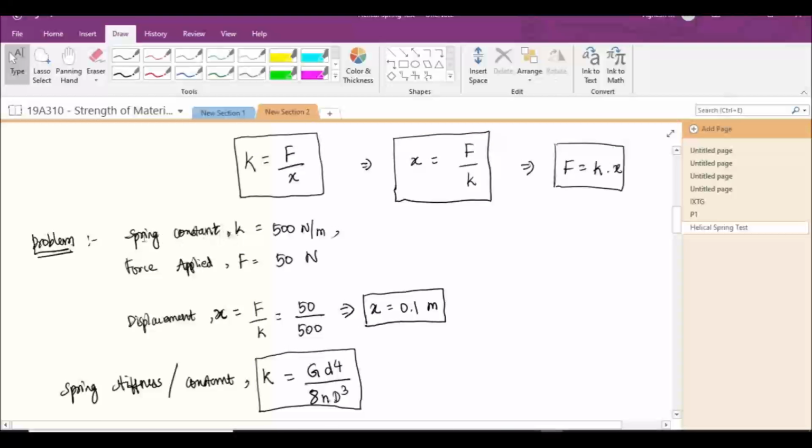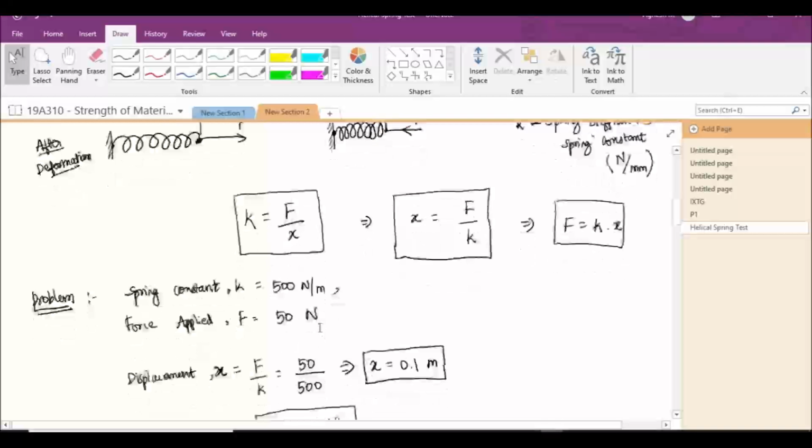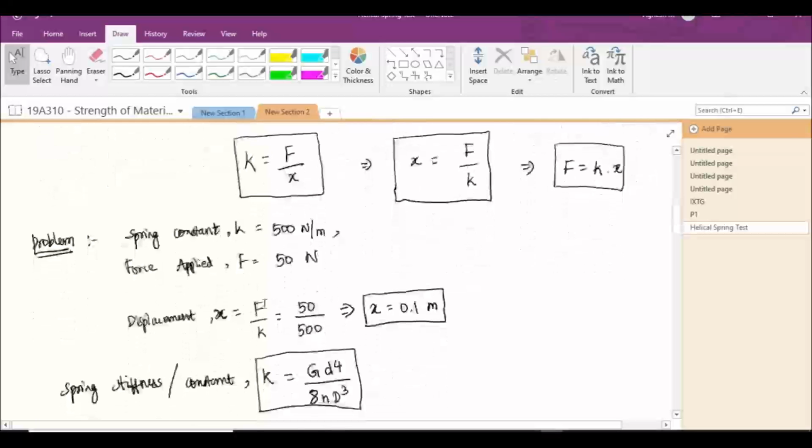So I'm taking a spring stiffness as 500 Newton per meter. So this is the spring stiffness. I'm taking a spring of stiffness 500 Newton per meter, and I'm applying a force of 50 Newton. Now, based on this formula, displacement is the only thing I don't know. So displacement is nothing but force by stiffness. So if I apply the formula, force by stiffness, 50 by 500, I'll be getting a value of 0.1.